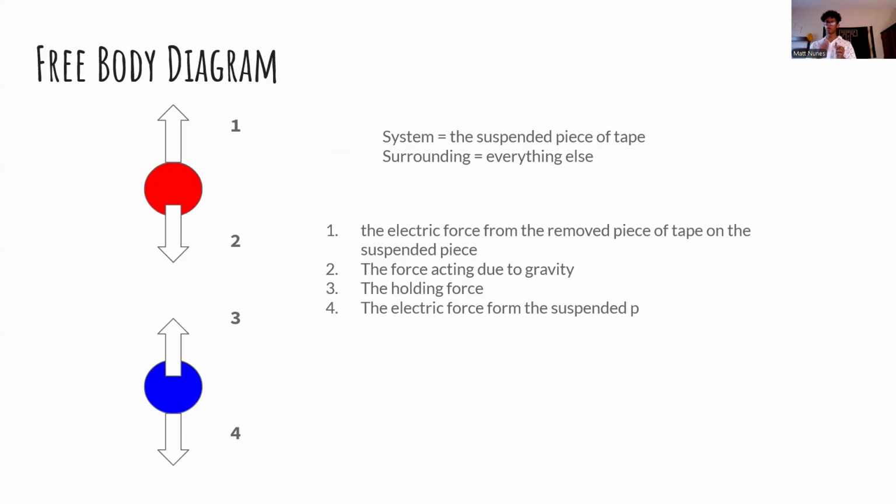Here's the quick free body diagram I was able to conclude because of the tape. The red one is the first tape, the tape on top, and the blue one is the tape at the bottom that we placed. As you can see, the tape is being repelled by the other one.